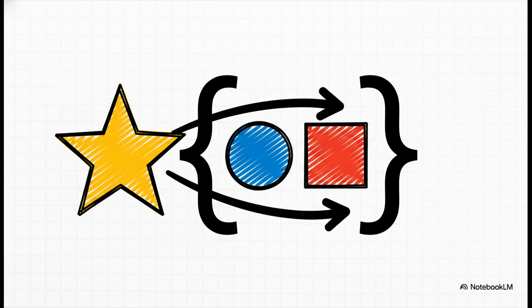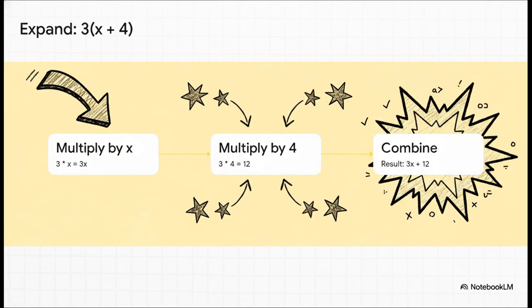So if we need to expand 3 multiplied by the group x plus 4, we just send our delivery driver out. Step 1. Multiply the outside 3 by the first inside term x, giving us 3x. Step 2. Multiply that exact same outside 3 by the second inside term 4, giving us 12. Write both terms down, and boom, our fully expanded answer is 3x plus 12.